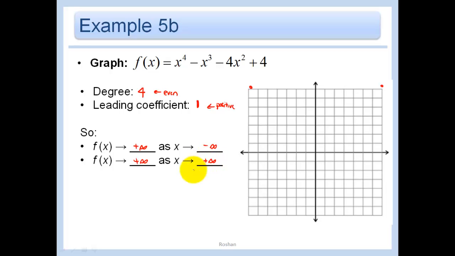And so now, again, I'm just going to plot points in this one. If I put in a 0, I should get out a 4. If I put in a 1, I would get out a 0. If I put in a 2, I get out a, sorry, negative 4. If I put in a negative 1, I get out a 2. And if I put in a negative 2, I get out a 12, which is big. So, again, I'm doing this one on my calculator. And it looks something like this.